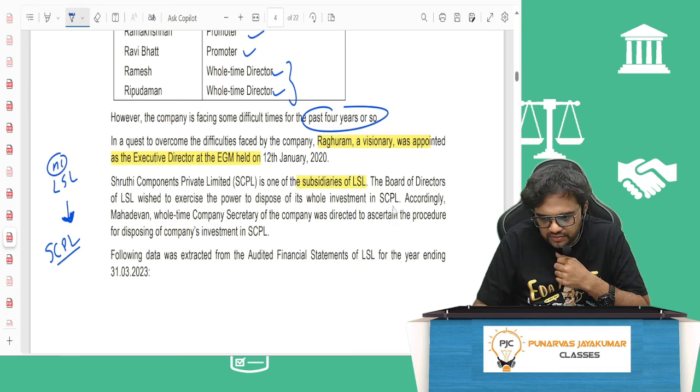Following data from the audited financial statement of LSL for the year ending 31/3/23. So this is the Lotus Switchgears Limited balance sheet. Paid up capital 50 crore, general reserve 54 crore, securities premium account 5 crore, accumulated loss 7 crore, revaluation reserves created out of revaluation of assets 30 crore. Deferred revenue expenditure and miscellaneous expenditure not written off 2 crore. Investment in SCPL 25 crore they have invested.